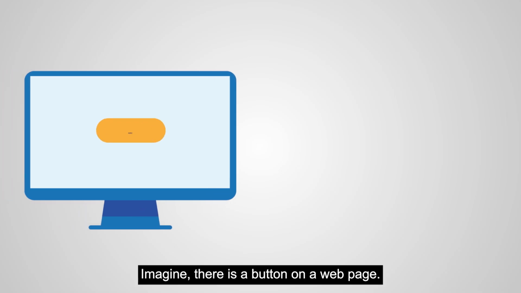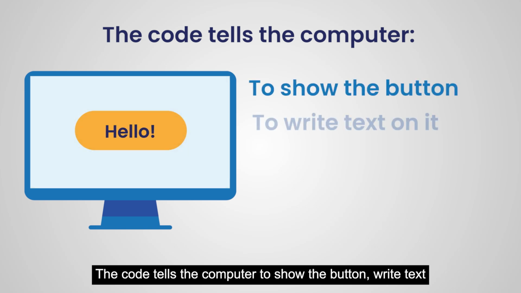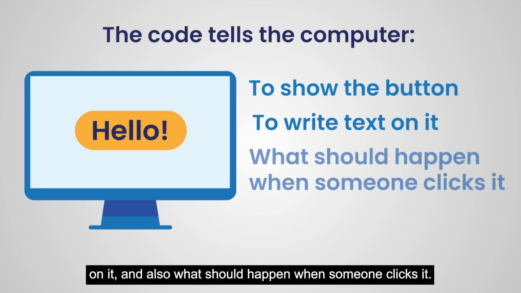Imagine there is a button on a web page. The code tells the computer to show the button, write text on it, and also what should happen when someone clicks it.